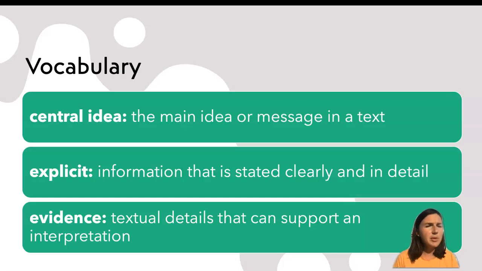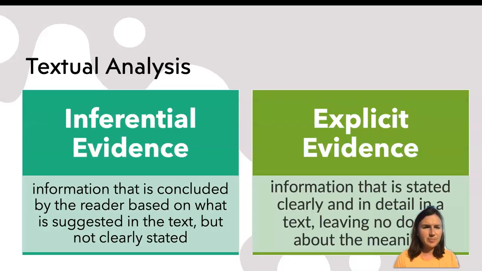Some other key vocabulary terms for 5.11 and 5.12 are central idea, which is the main idea or message in a text. Explicit, which means information that is stated clearly and in detail. It's explicitly there. And evidence is textual details that can support an interpretation.